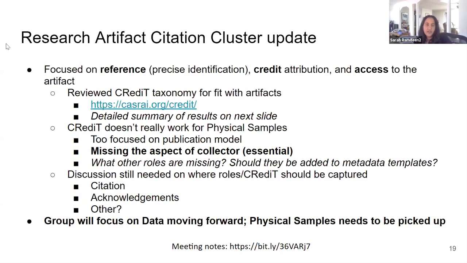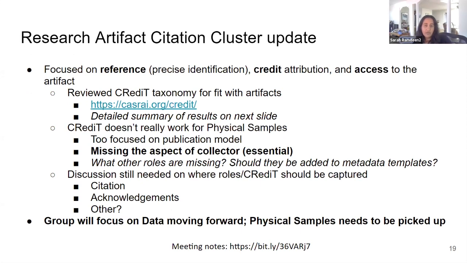And then one of the other groups within ESIP is the Research Artifact Citation Cluster. I want to provide an update on what that group is working on. And I realized this morning that I forgot to update the slides based on Tuesday's session. So this has been dated, but we're reviewing the credit taxonomy for how it would fit for research artifacts.